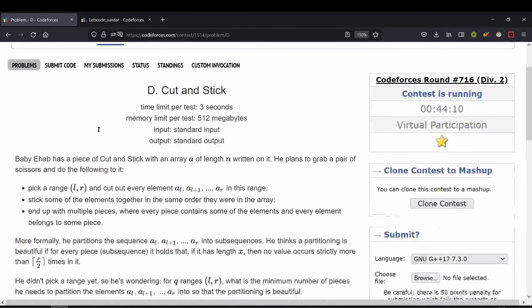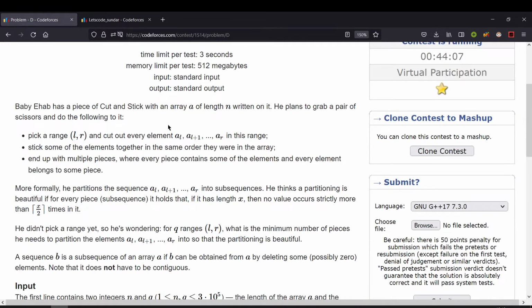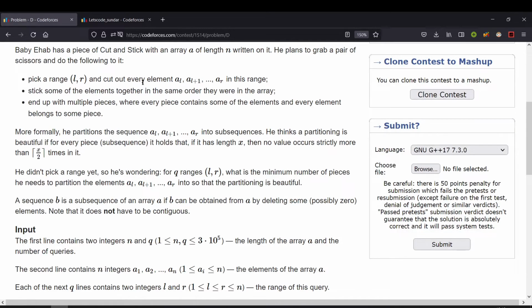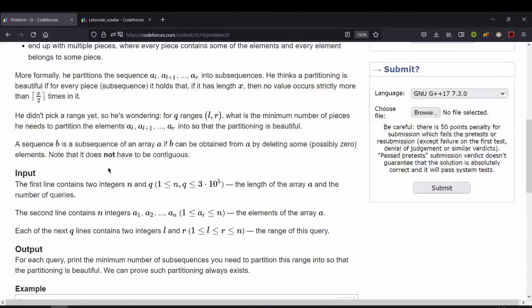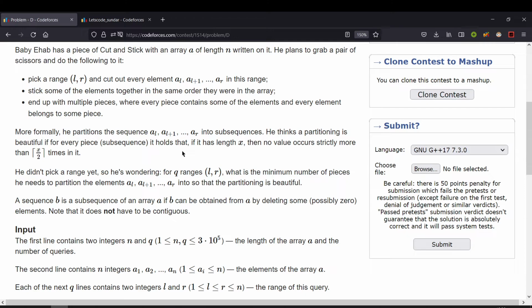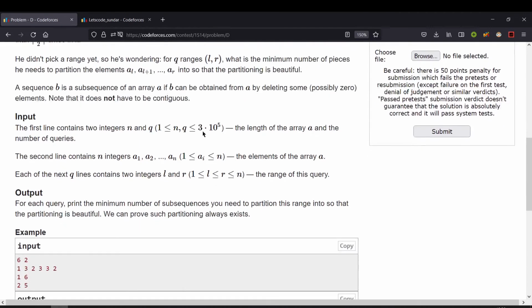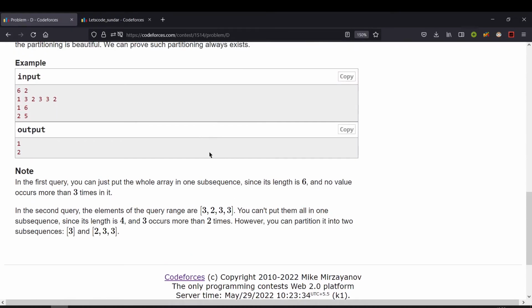I don't understand the question. Okay, we have some array, and then we are picking a range and cutting these values, and then sticking some of the elements together in the same order they were in the array. End up with multiple pieces. Now finally he partitions this range into some subsequences. He thinks the partitioning is beautiful if for every piece, if it has length x, then no value occurs strictly more than x by 2 times.